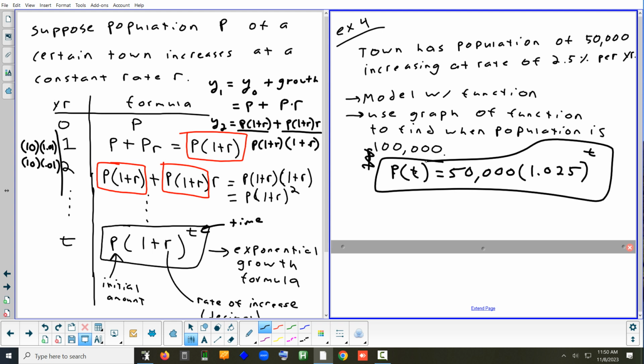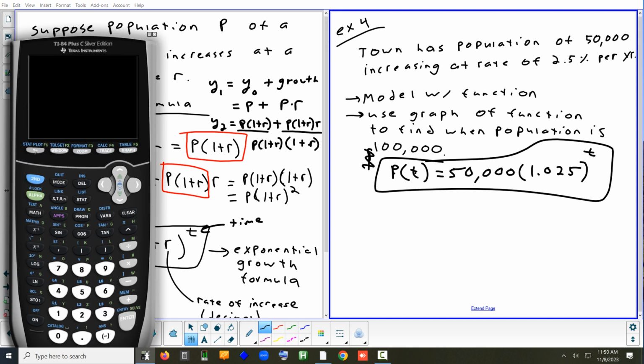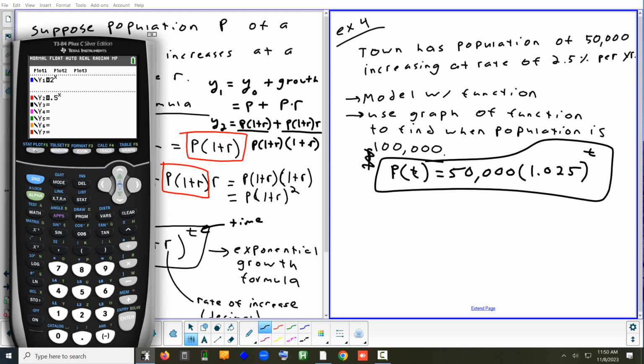Okay, so there's your population. And now it says to use a graph to find when the population is 100,000. So if we want to do that on a graph, how about, Jacob, what would I put in y1? It would just be the equation, would it not? 50,000. Yeah. So 50,000 times 1.025. On the calculator, you can't use the t, you got to use the x. And what would you put in y2? Yeah. 100,000.